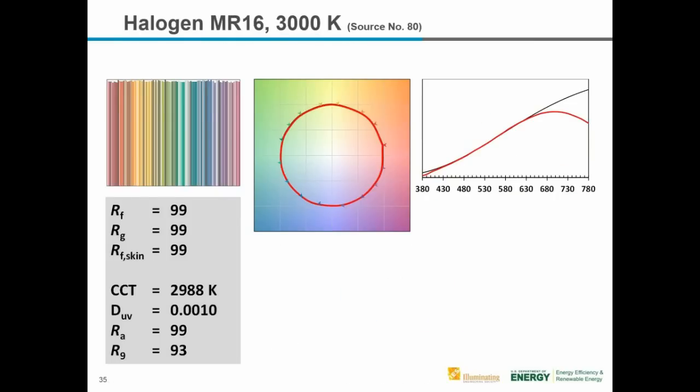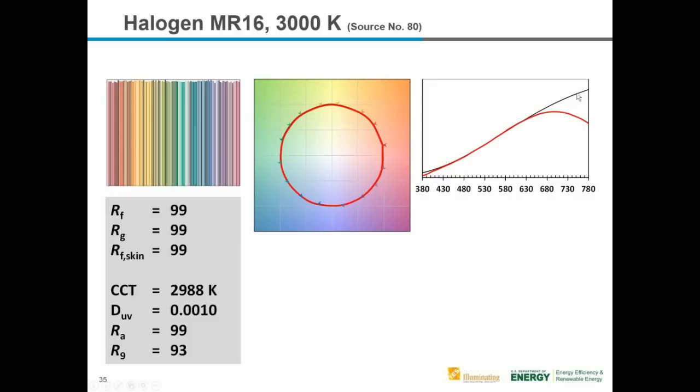The next 5 slides are snapshots of the performance of typical sources that most of you will be familiar with and recognize. The first is a halogen MR16. The source number up here, source number 80, is from the Excel spreadsheet that I will show you in a minute. The input is the light source spectral power distribution. So again, looking at input and output, the red line here represents the light source spectral power distribution.